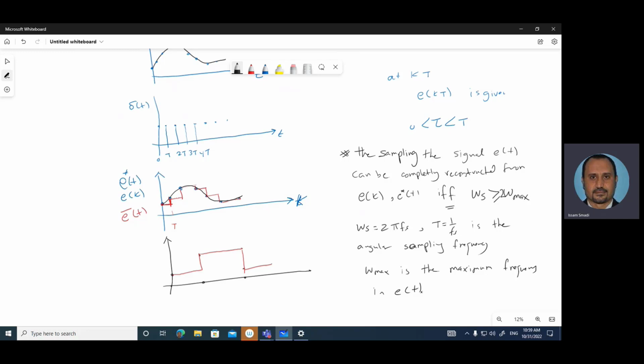Now, the sampling theorem states what? If you need to completely reconstruct a signal, you need to sample at a rate at least twice as fast as the fastest component in the signal. E of t is not changing, by the way. E of t is physics. E of t is this one. E of t is the actual signal.